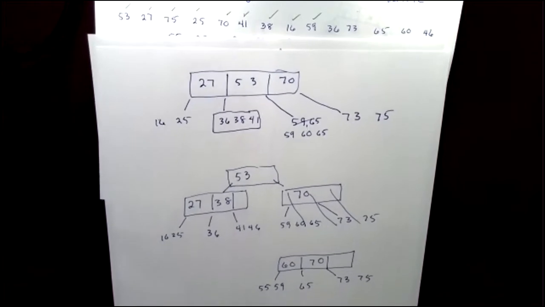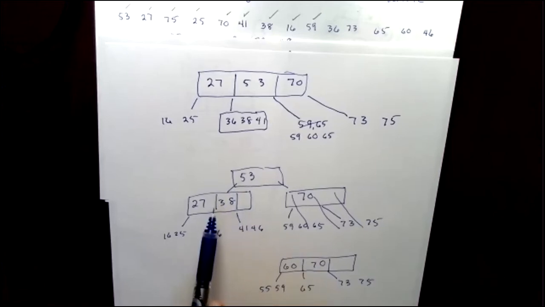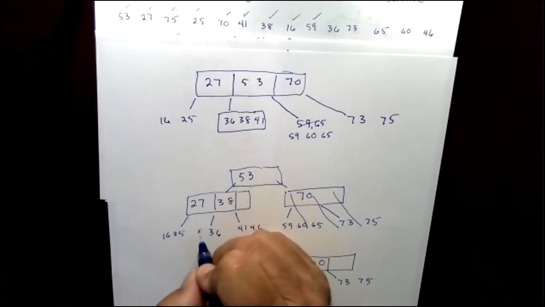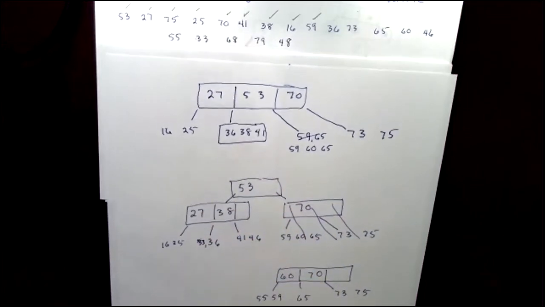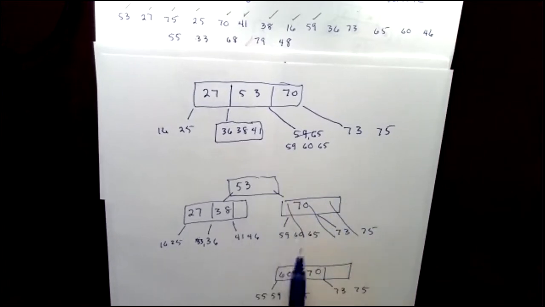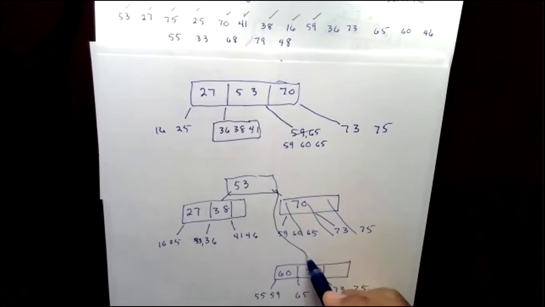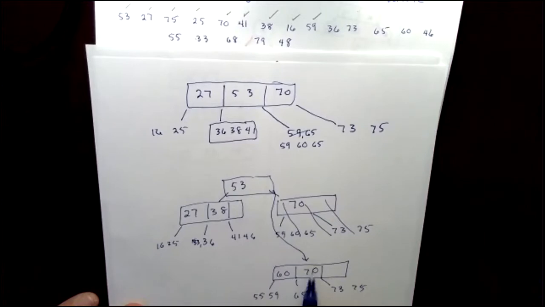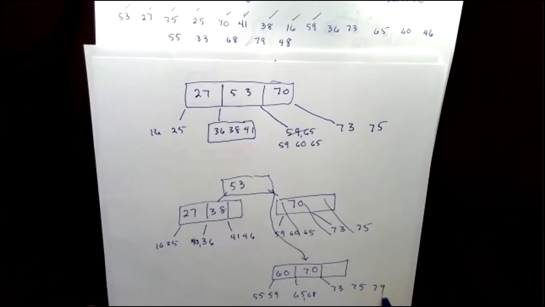Next number's 33. Where would the 33 go? It's less than 53. It's between 27 and 38. And the 33 would go right here. 68. Where's 68? My 53 actually jumps to here now, right? It's greater than 53. I come down here. It's between 60 and 67, so it's going down here. 79, greater than 53, greater than 70, it's going down here.